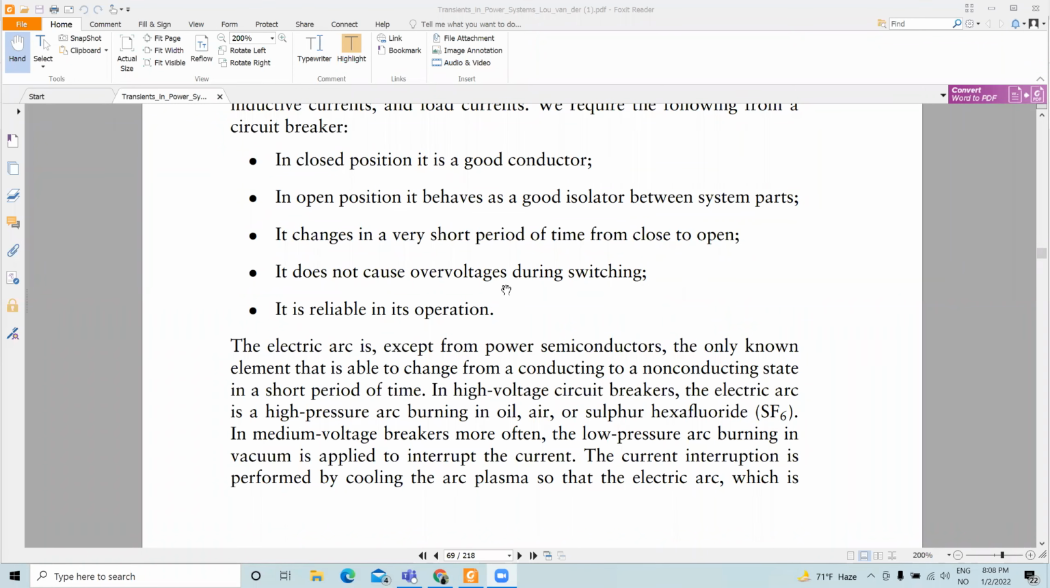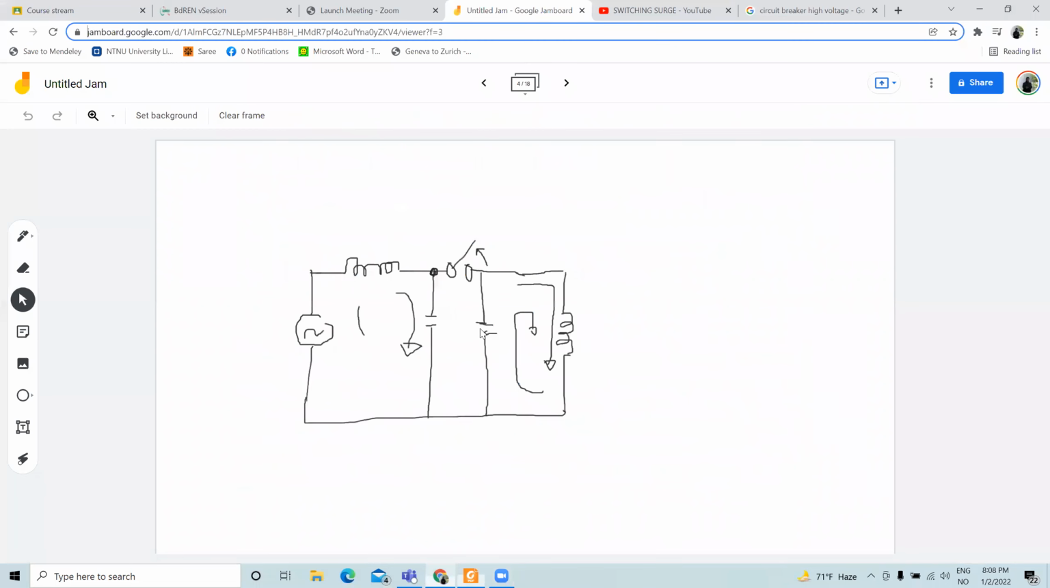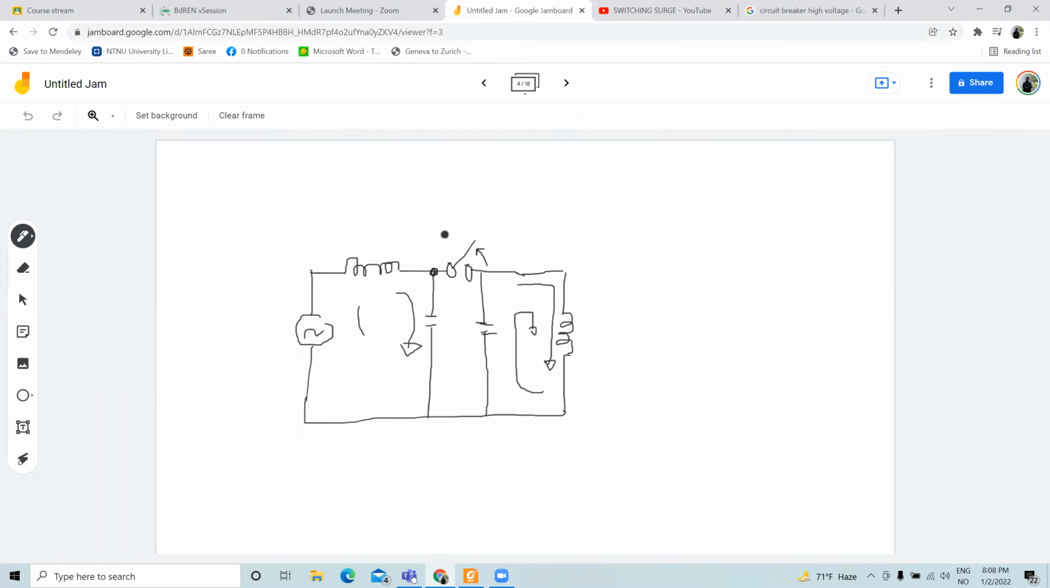Okay, so the breaker should also not cause overvoltages during switching. It's because of the current, as I said. Can you see the screen? Yes, sir.